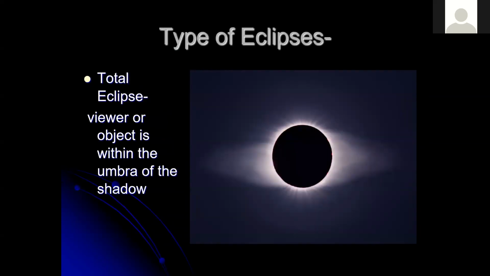All right. So we can have total eclipses or partial eclipses. With a total eclipse, everything is in the umbra. Everything is blocked by the darkest part of the shadow. And that's considered a total eclipse.